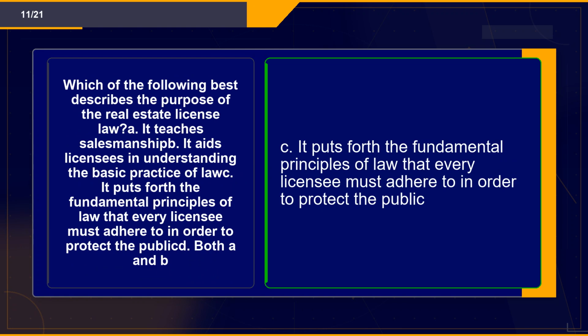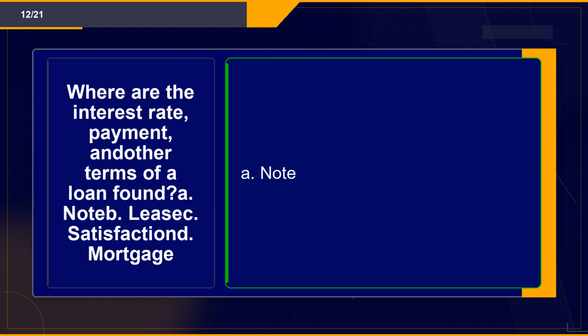Flashcard 11. Term. Which of the following best describes the purpose of the real estate license law? A. It teaches salesmanship. B. It aids licensees in understanding the basic practice of law. C. It puts forth the fundamental principles of law that every licensee must adhere to in order to protect the public. D. Both A and B. Definition. C. It puts forth the fundamental principles of law that every licensee must adhere to in order to protect the public.